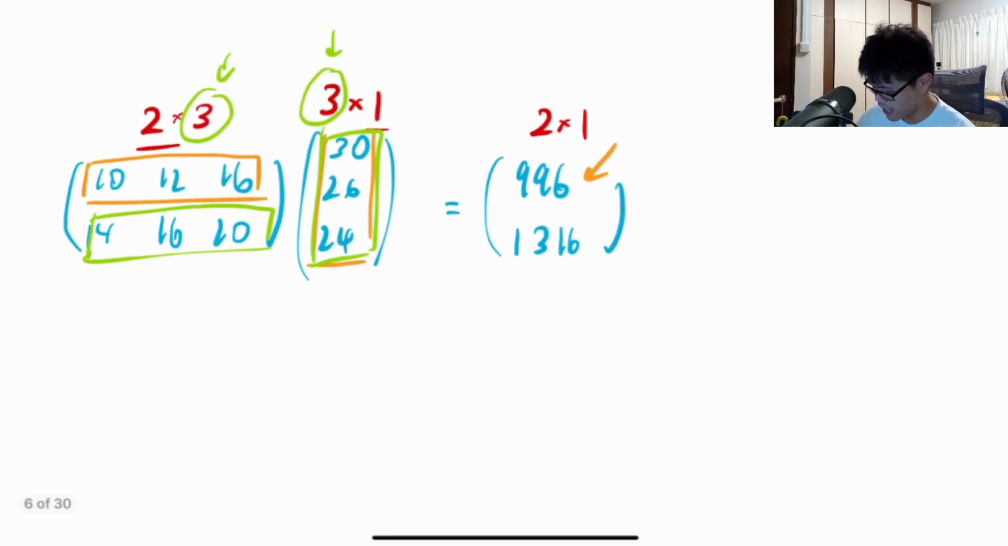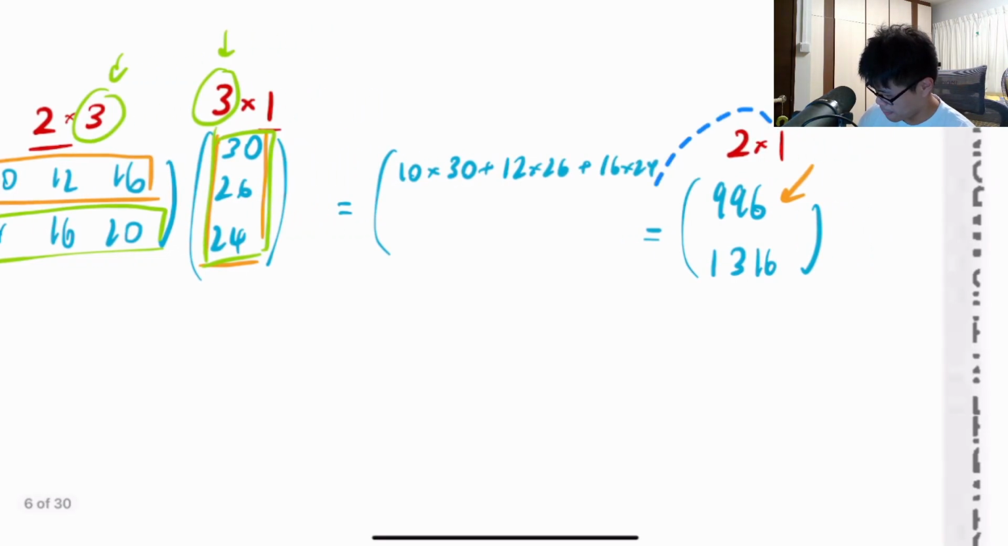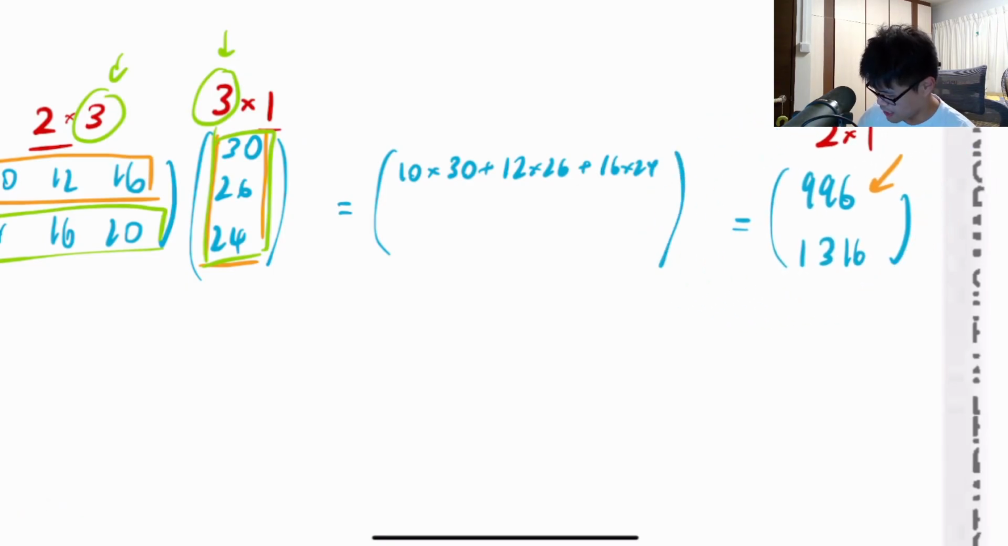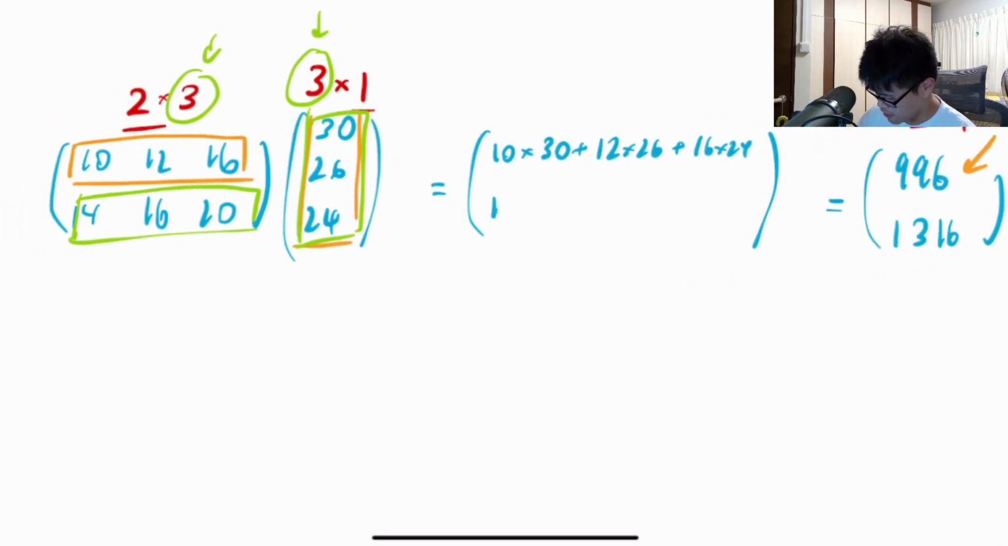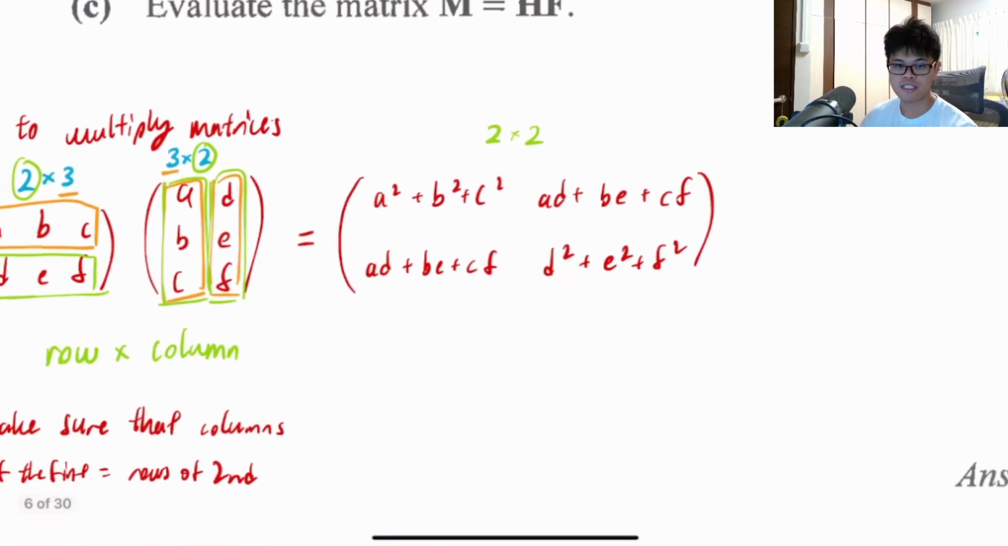If you wish to work out the intermediate step and how we find it, it'll be like this. First row times first column. So 12 times 6 plus 16 times 24. Then next one, it'll be 14 times 30 plus 16 times 26 plus 20 times 24. And you should get the two elements listed there. Okay, so this is how you multiply matrices.